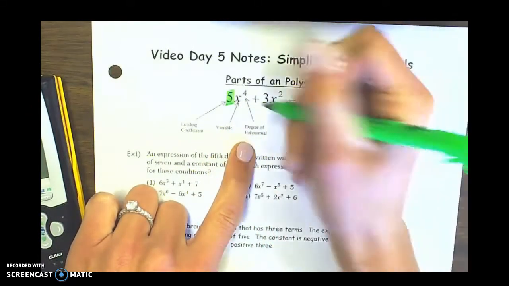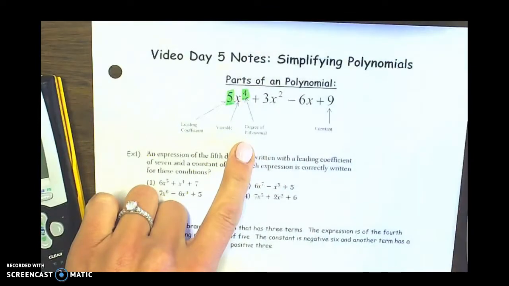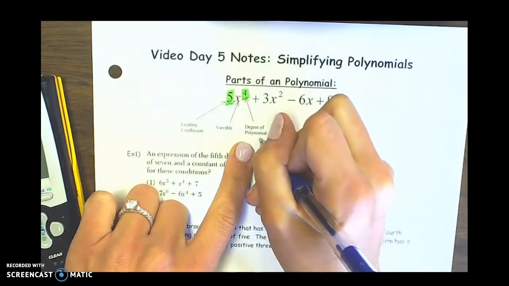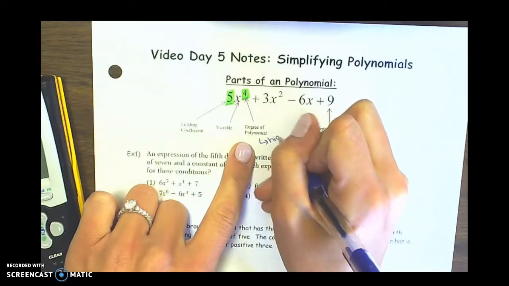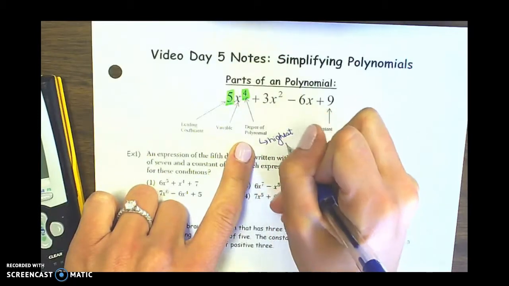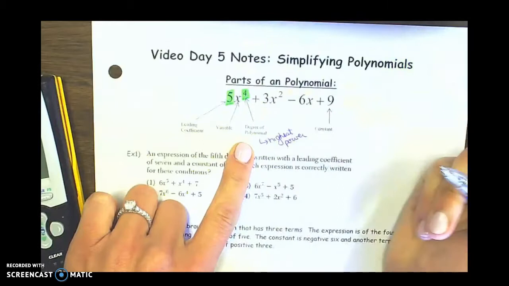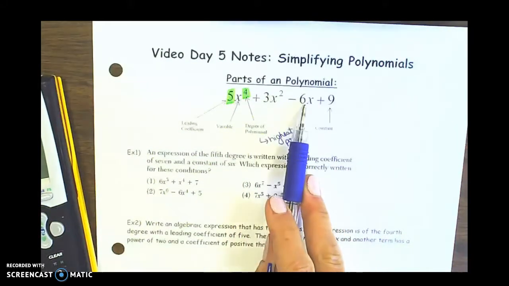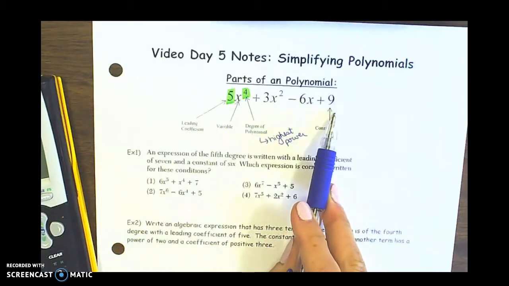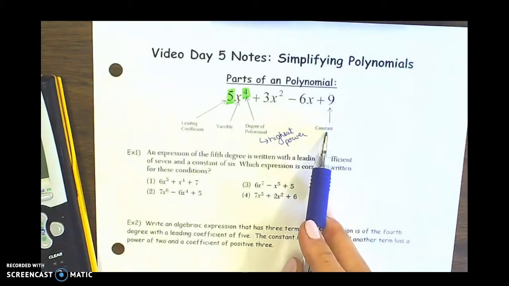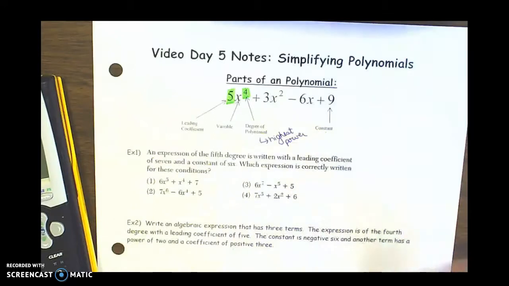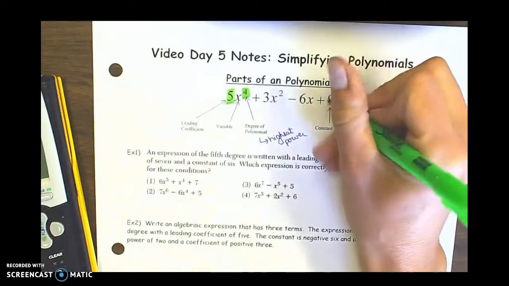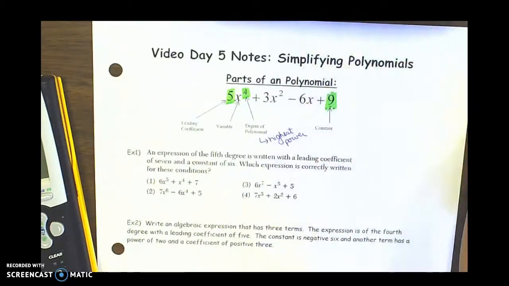The degree of the polynomial is going to be the highest power. Then we have other terms. These are all terms of a polynomial. This last number here is called the constant. It does not have a variable with it. It is just the constant number that you're going to be adding or subtracting.